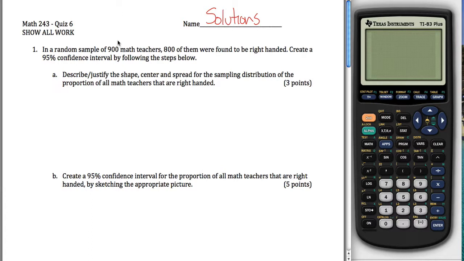All right, quiz 6, Math 243. We have a random sample of 900 math teachers, and of them, 800 are found to be right-handed. Create a 95% confidence interval by following the steps below. Okay, first, shape, center, spread.